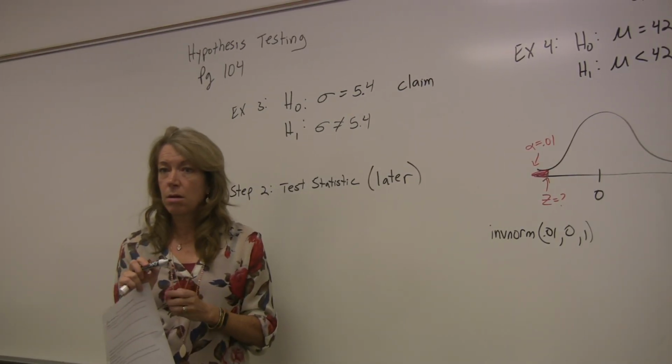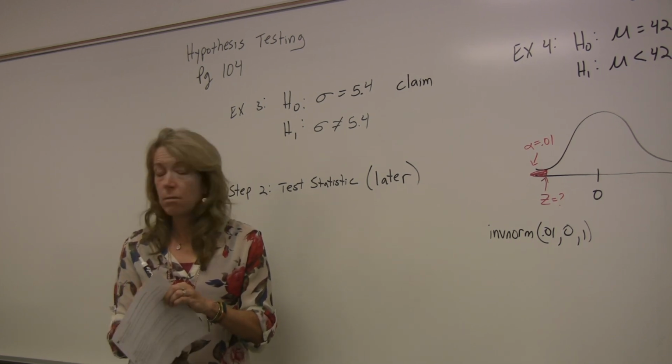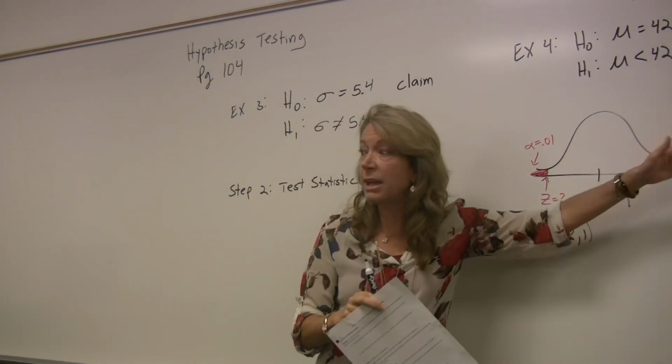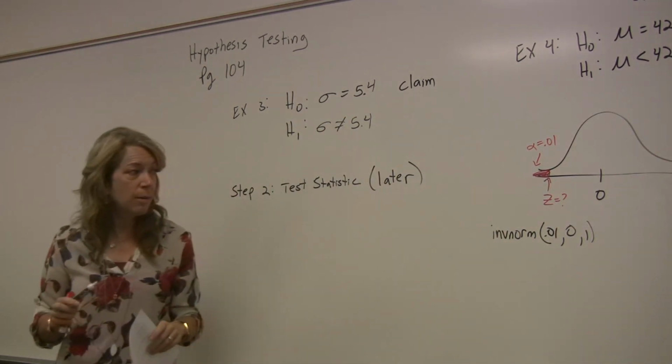Does it spell it out? Yes, ma'am. So say if this was to the right, then would it be 0.99? Yes, if I had a 0.01 tail over here to the right, then I'd have 0.99 to the left. We'll see one of those coming up as well.